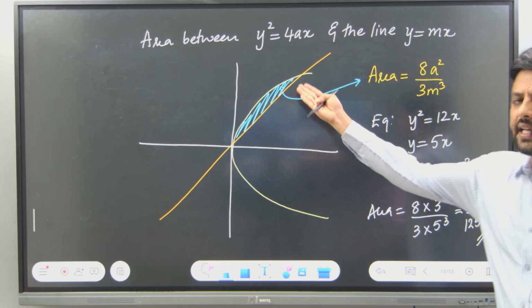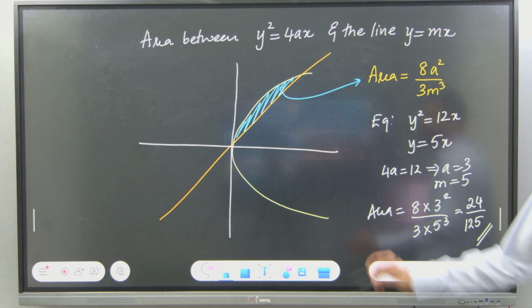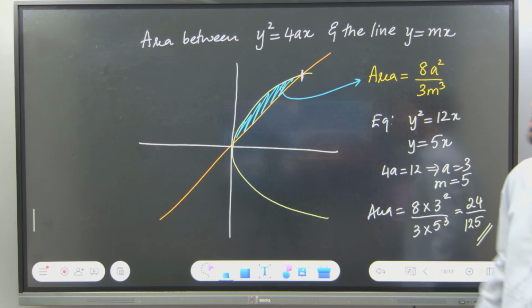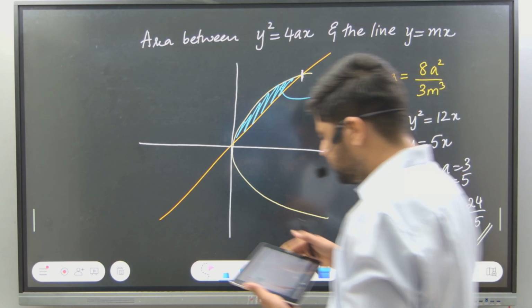You have to find out area under the parabola, area under the line, then you need to subtract. Before that, you need to find out the point of intersection. All that you have to do with the regular method. Is it understood? Yes, students? Yes, sir. Can I go next? Okay. Next.